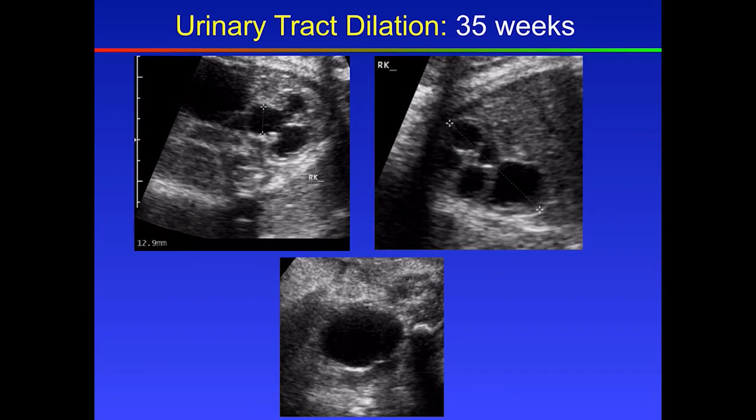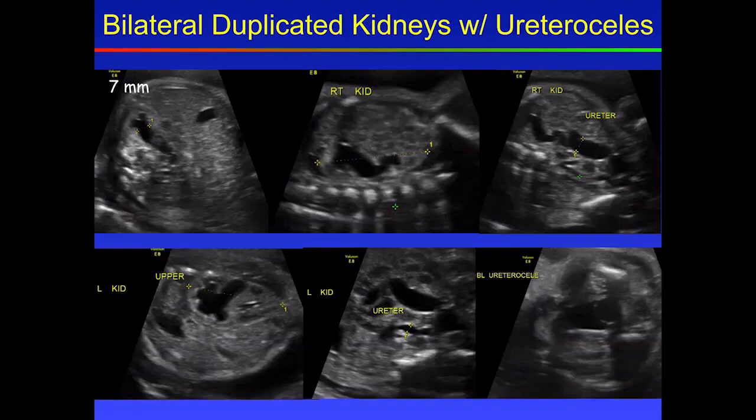So this patient came back at 35 weeks, and you can see that the pelvis has grown now from 4 to almost 13 millimeters. There's dilation of the calyces, and on this longitudinal, you can see marked hydronephrosis. And when we looked at the bladder, we didn't see any ureterocele.